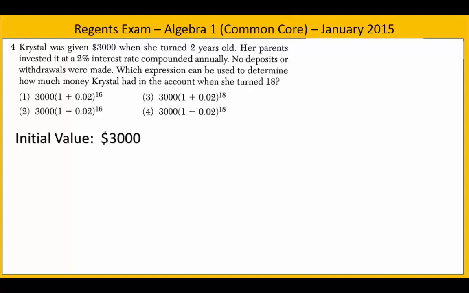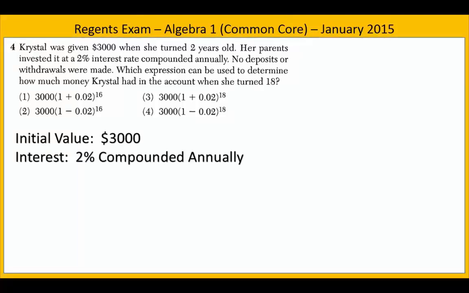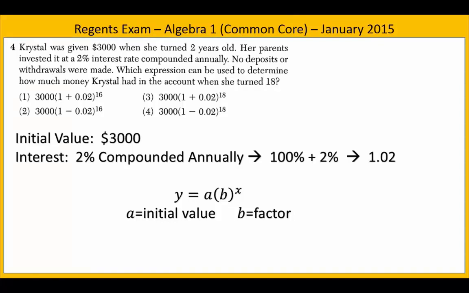The initial value was $3,000. The interest rate is 2% compounded annually. That's an exponential function. A is the initial value, and B is the factor. The factor is 1.02, and so we can write the equation y equals 3,000 times 1.02 to some power.